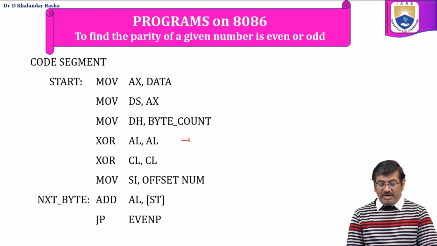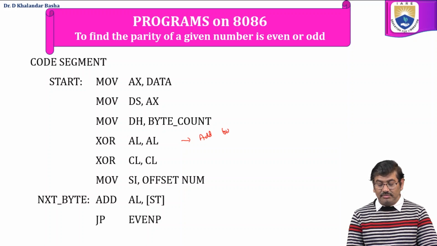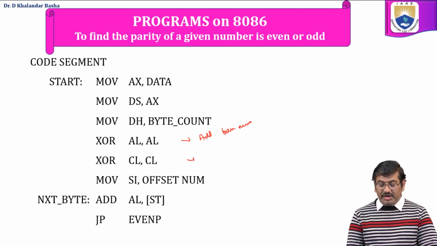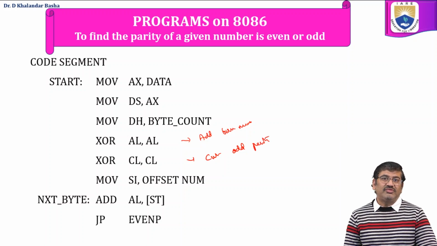AL register, we are going to add every time the first number. Then we will check for the parity bit. The CL register is for the count for odd parity case. When our odd parity is there, this will increment the CL register. If it is even parity, we are not updating the CL register.